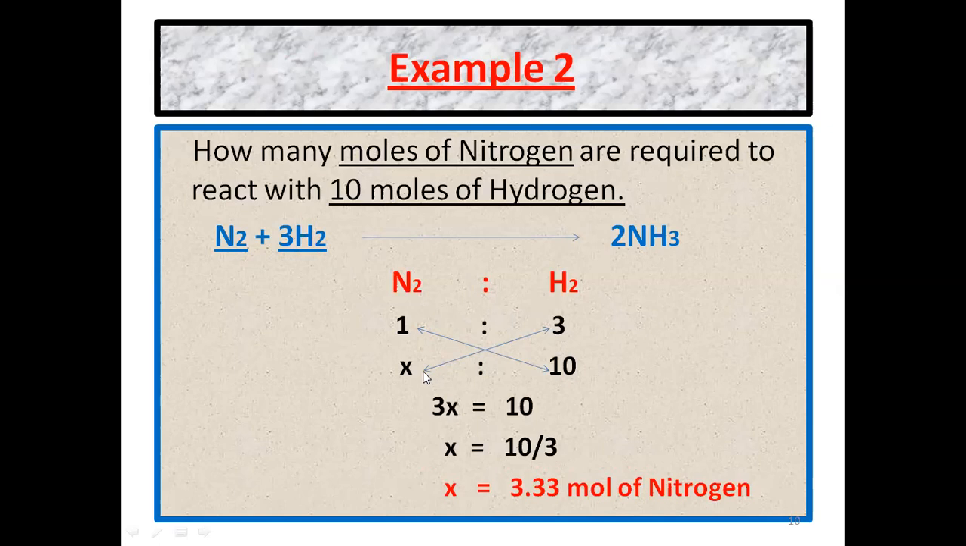Now in second line, you will write down 10 moles of hydrogen which are given in the question and unknown for the nitrogen, because we have to find moles here. After cross multiplication, we will get 3x is equal to 10 and x is equal to 10 over 3. And the number of moles for nitrogen, they are 3.33 moles. So we require 3.33 moles of nitrogen if we have 10 moles of hydrogen.